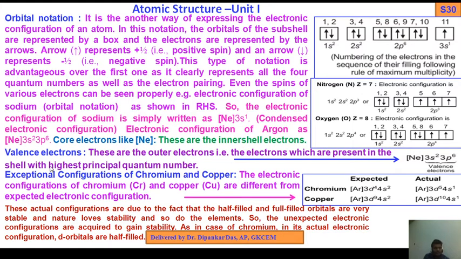Now next come to valence electrons. These are the outer electrons, that is, electrons present in the shell with the highest principal quantum number. I have written here so many electronic configurations: 1s2, 2s2, 2p3, 1s2, 2s2, 2p4. Which one is the valence shell? The one with the highest principal quantum number value. Highest value is n equals 2. Which orbitals are involved? s and p. How many electrons? 2 plus 4, that is 6.